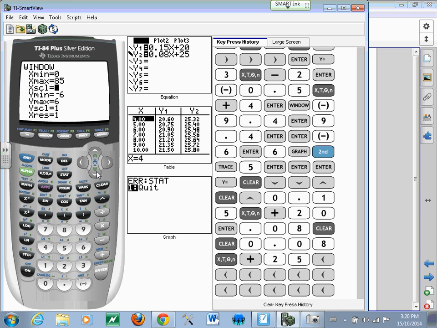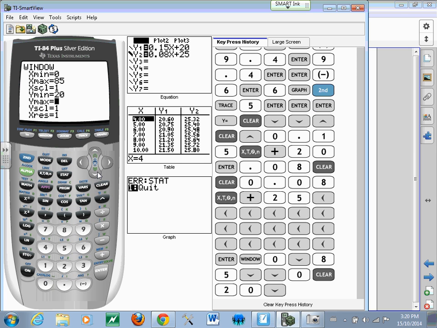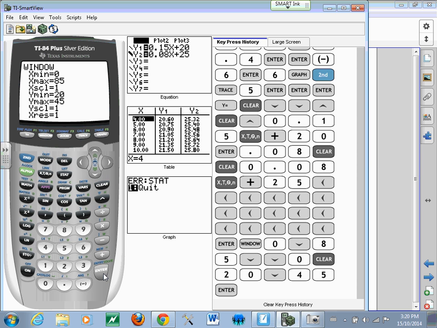And then we will do a scale of 1. And then for our total cost, ladies and gentlemen, we could start at 0. However, what do we know is already going to be our minimum? For sure, we're going to pay 20. So let's just change that to 20. And my maximum, let's say, $45. And let's press graph.